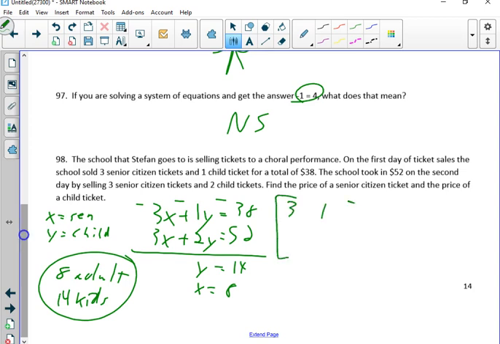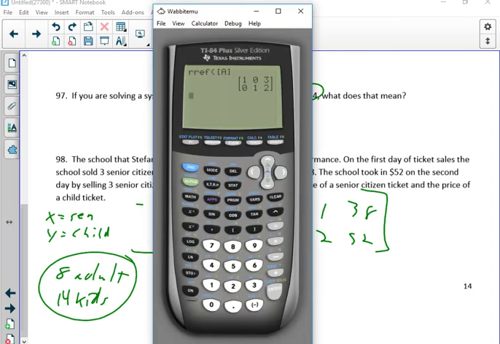3, 1, 38, 3, 2, 52. And just see it again. You can fast forward if you don't want to see this. Second matrix, edit. It's a 2 by 3. So we're going to put in 3, 1, 38, and 3, 2, 52. And then hit quit. Come back into matrix.